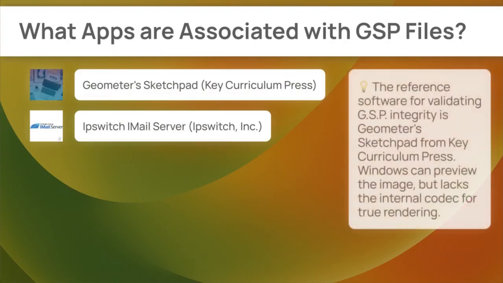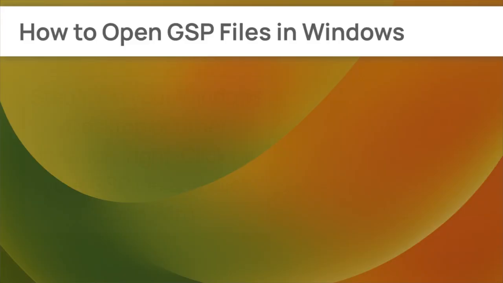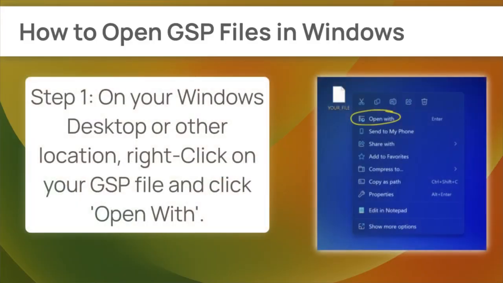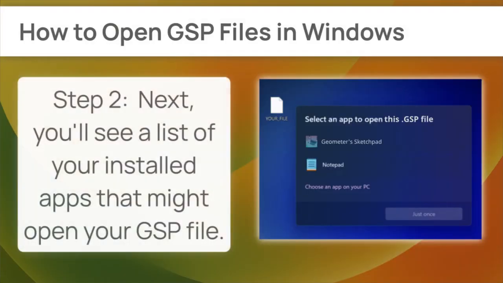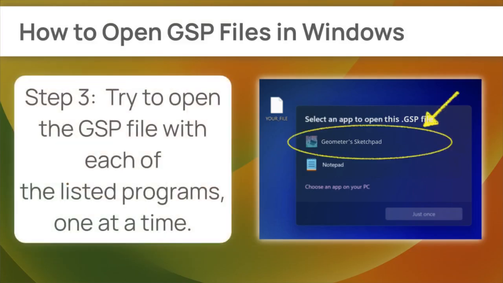Windows only supports a simple read mode, not the dedicated analysis this file needs. Windows gives no spatial context, requiring specialized software for map-level visualization. Open the menu by right-clicking your GSP file and choosing Open With. Try Geometer's Sketchpad first. If it's absent, select another program. This trial and error process is crucial for troubleshooting.